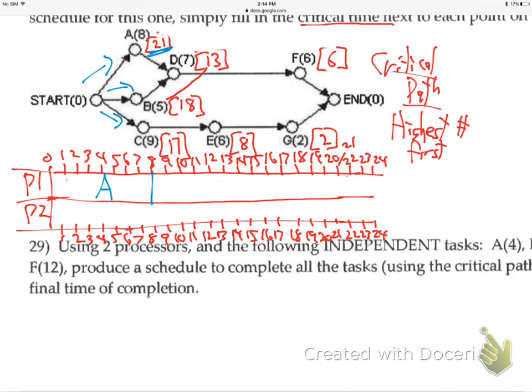All right, and what about processor 2? Which job will he take? B. It's coming out the same as alphabetical, it turns out. But B, because that's the next highest number. 18 is higher than 17. B is a 5-hour job.